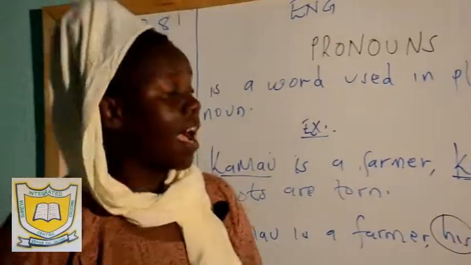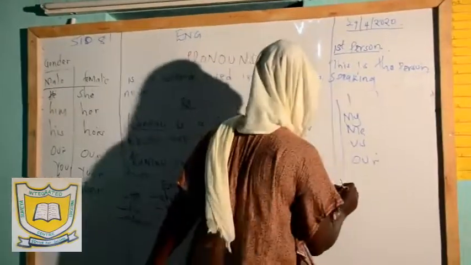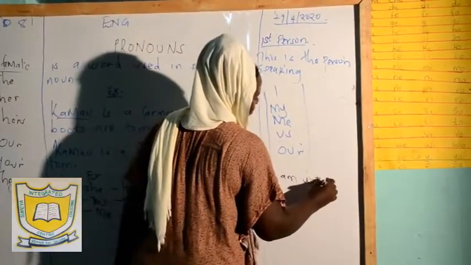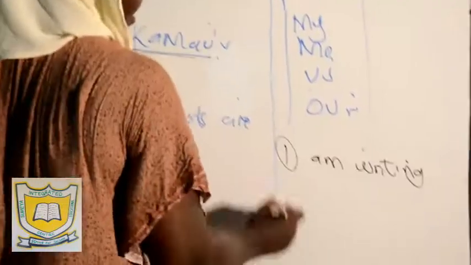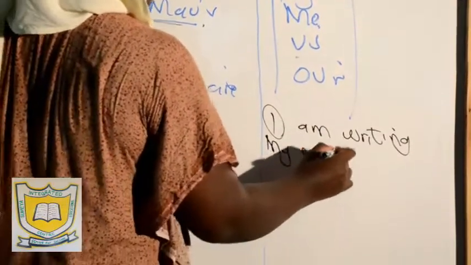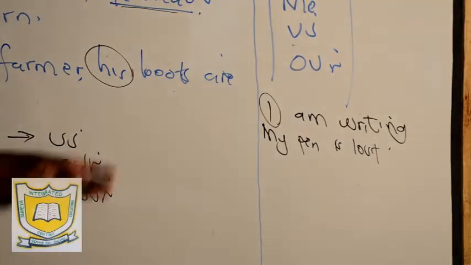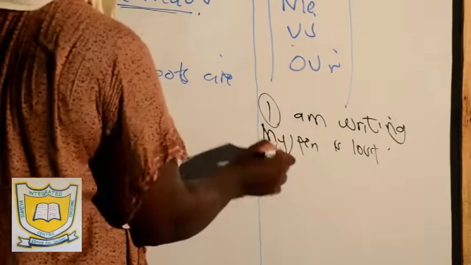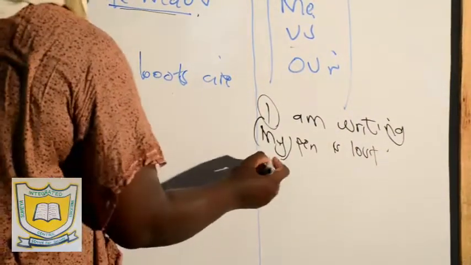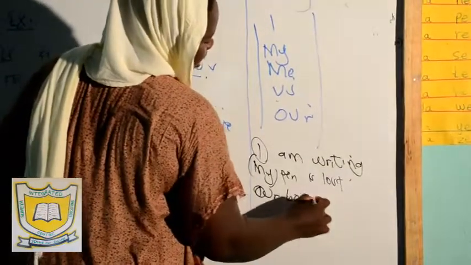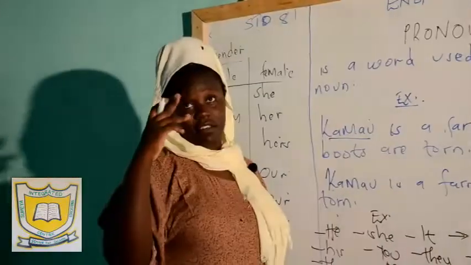Example in a sentence: I am writing. The person speaking. I is a pronoun. I'm going to say, my pen is lost. My is a pronoun. I'm going to have me, and you are going to have us, our books. Our books are torn. So that is first person, the person speaking.